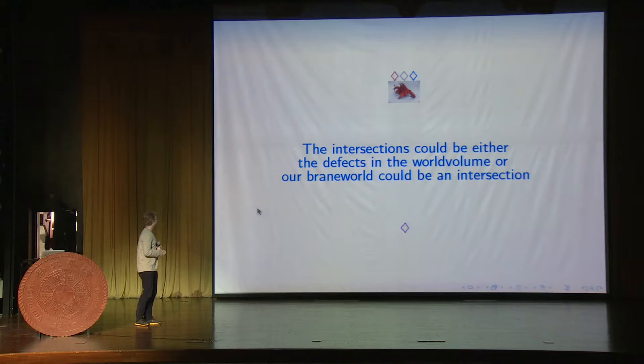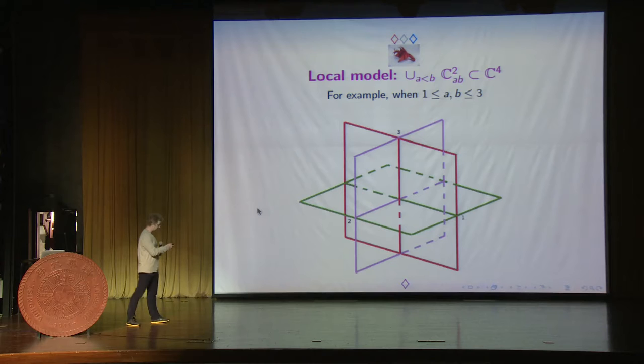So, for example, we imagine having three stacks of branes, each stack of branes spanning four-dimensional space. Some of these spaces will be Euclidean. And so the observer who lives on one of these stacks of branes, let's say brane 1, 2, will observe two defects, two surface defects, which intersect at the point, and the point-like defect.